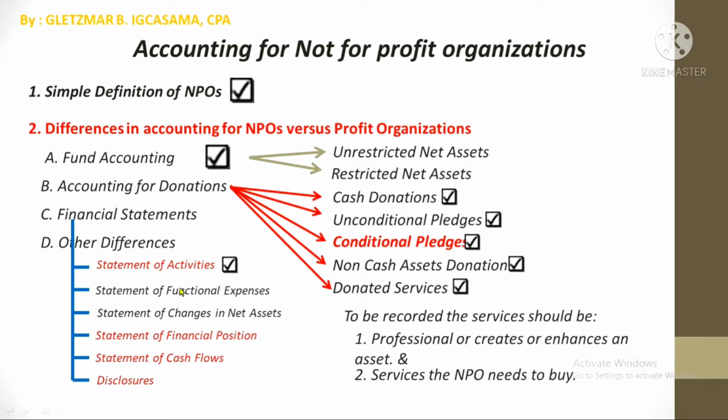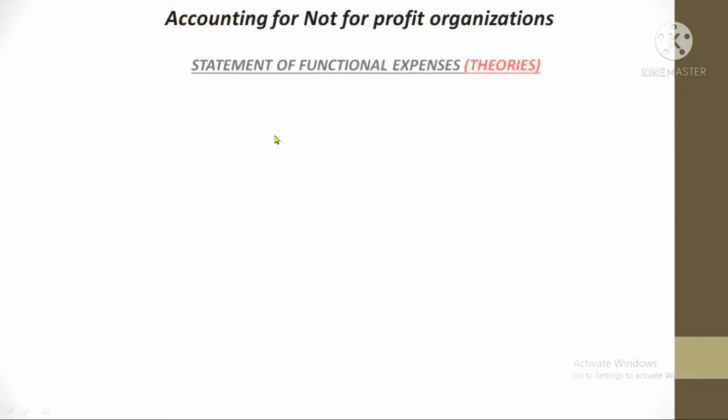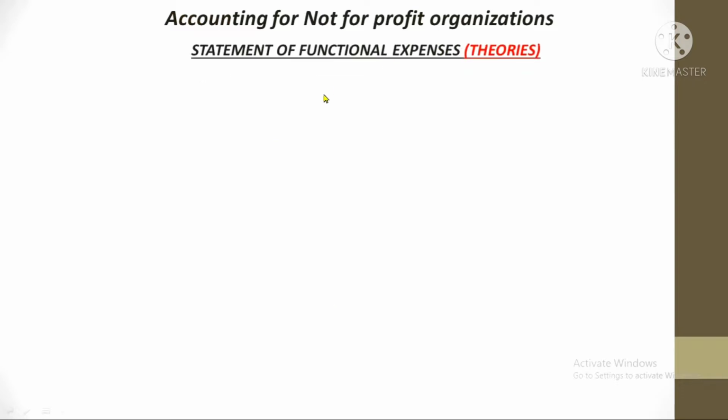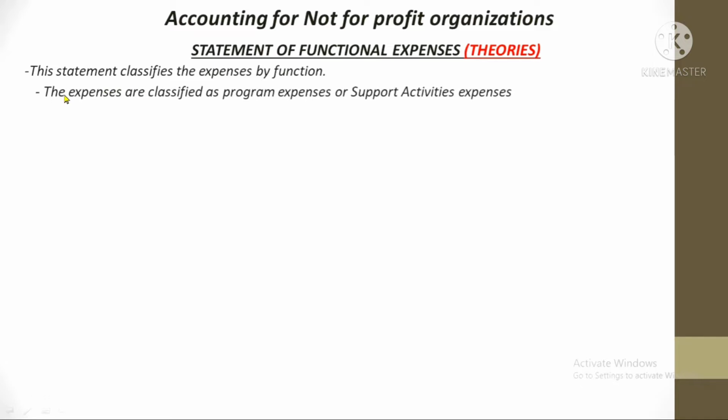So, statement of functional expenses. But before we go to the statement itself, let's first have the theories. So, many of these theories have already been mentioned in the past episodes, but let me repeat it again. So, first, I've told you that this statement, the statement of functional expenses, classifies the expenses not just by nature but also by function. So, functional classification classifies expenses as program expenses or supporting activities expenses.